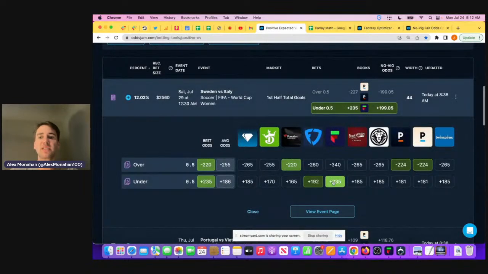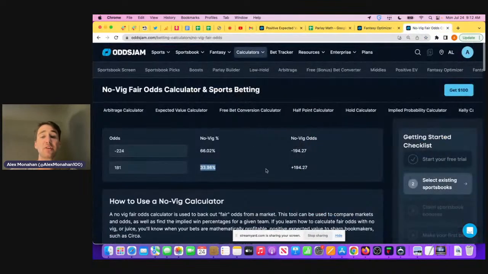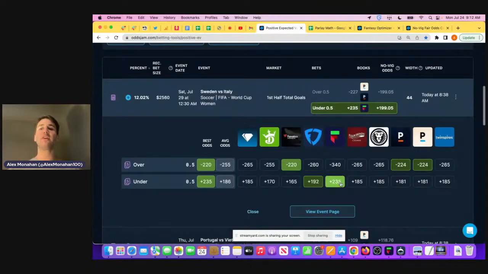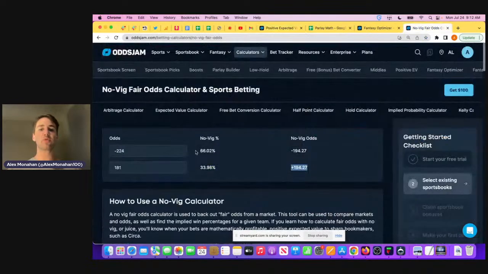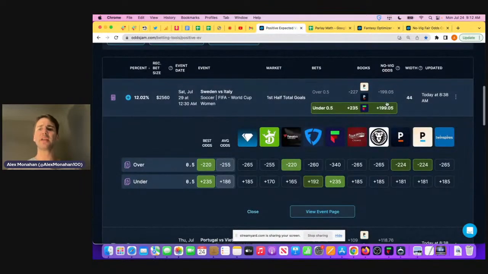Sweden, Italy. This bet is, again, an underdog. But we're getting the true odds, or the no-vig odds with the vig removed. The true price is plus 194, and we're getting plus 235. So we're always getting better odds than the no-vig odds. This no-vig odds is plus 199. Again, OddsJam uses all sportsbooks to figure out what the market average is with the vig removed.